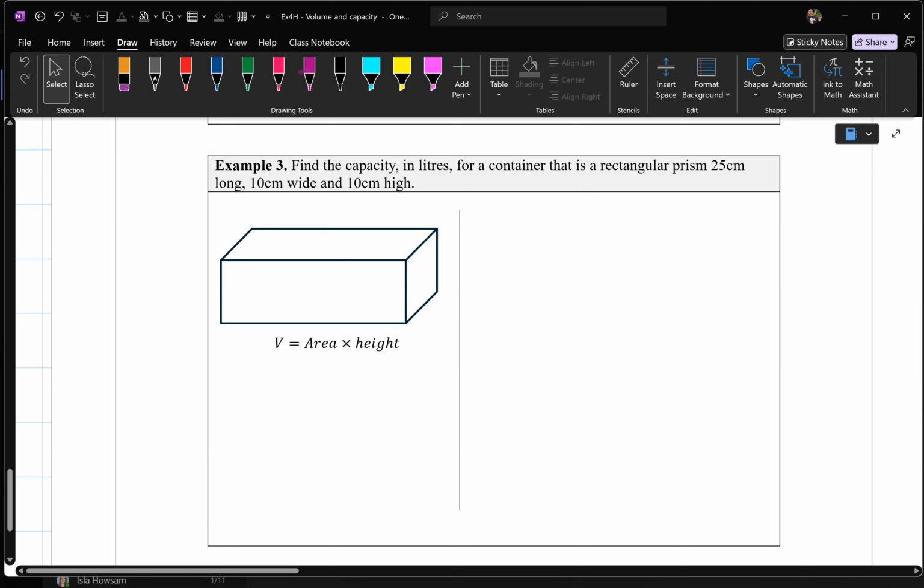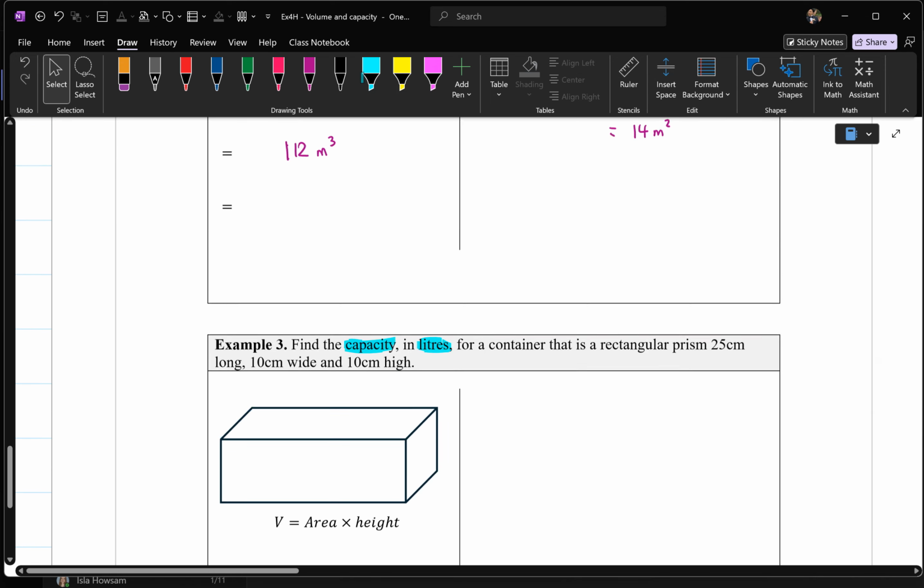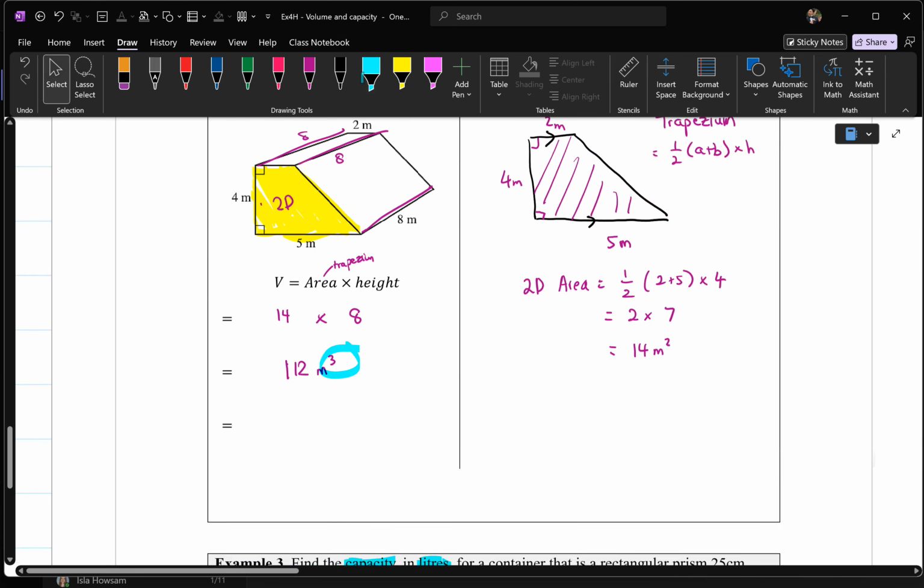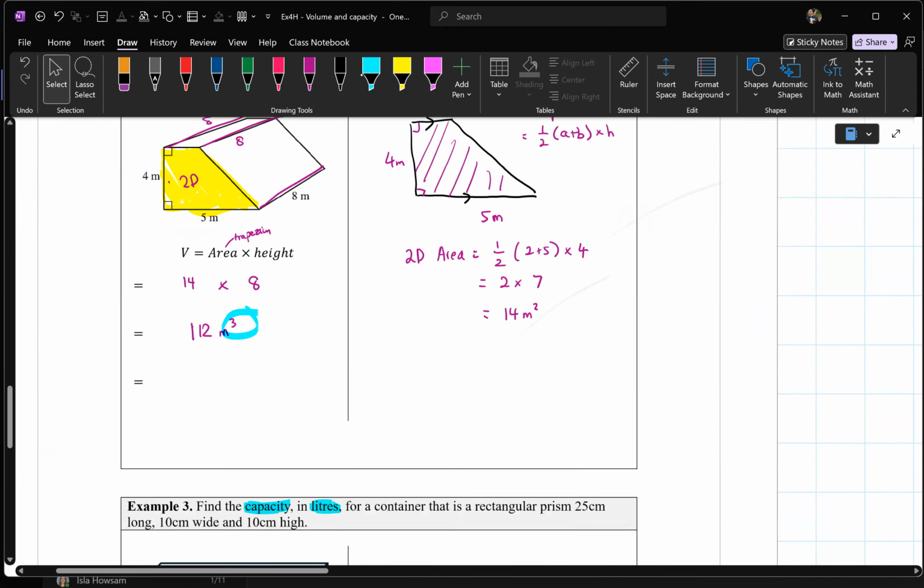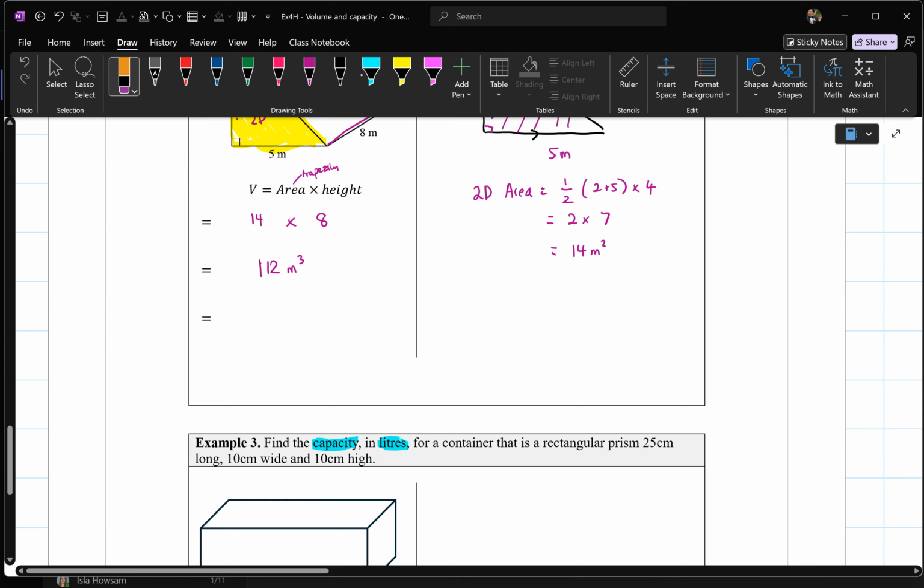It says find the capacity, so that's a different word there. Remember, capacity is liquid form, so they want it in liters now. So all this time it was in length units, so m cubed, and then that was m cubed as well. So those are all in length units. Now we're looking at capacity.